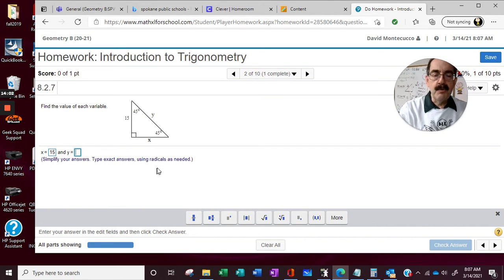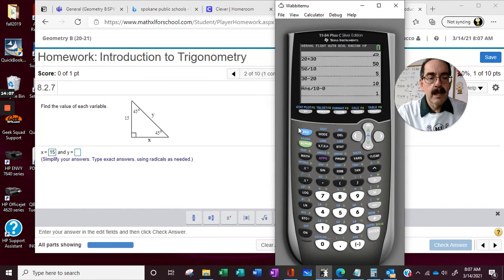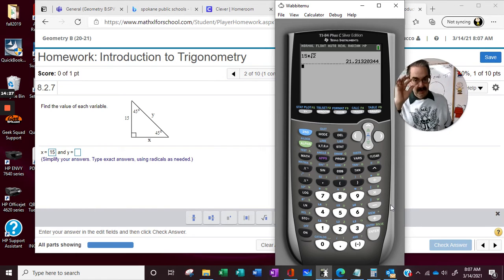Now let's say you make a mistake and you actually type in 15 times the square root of 2, and we get 21.213. Okay? Unfortunately, this says type exact answers. This is not an exact answer.